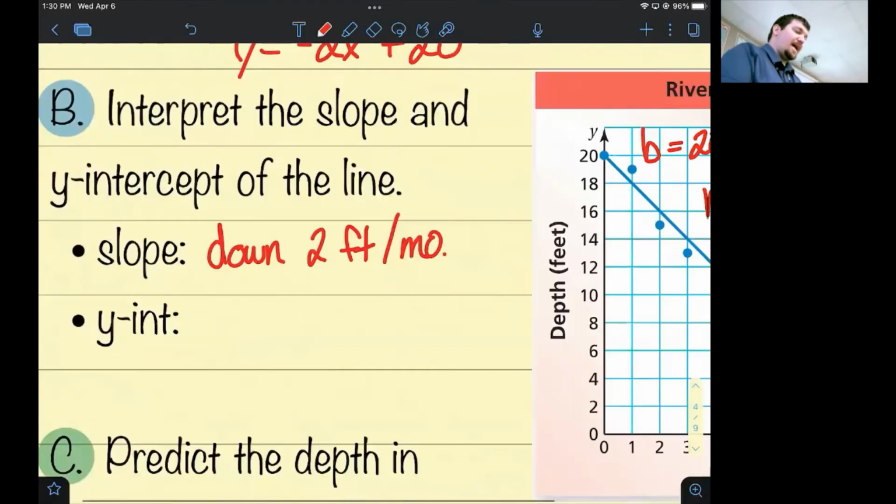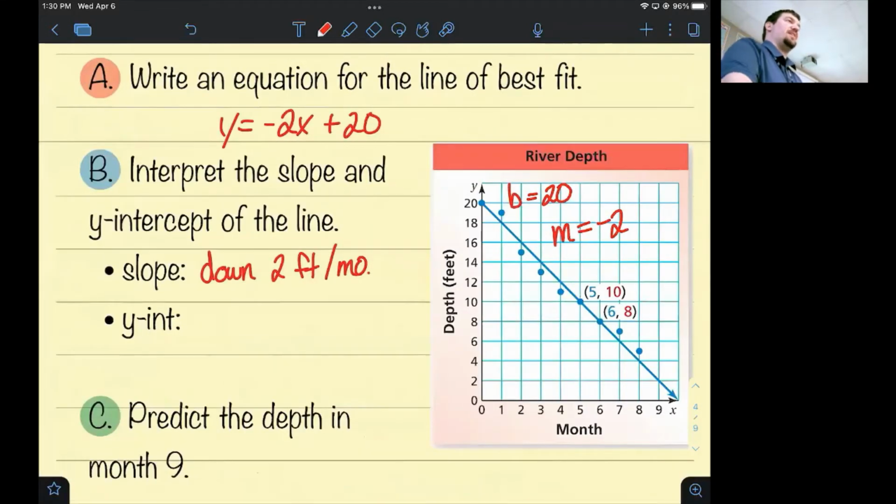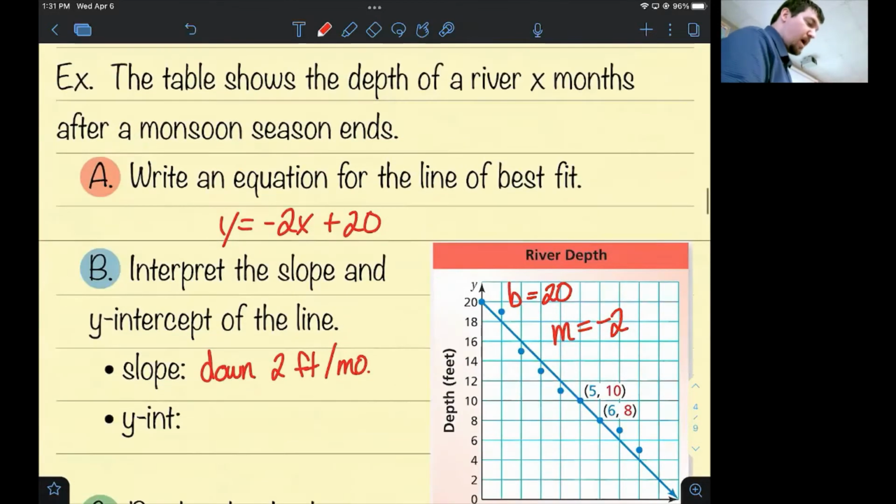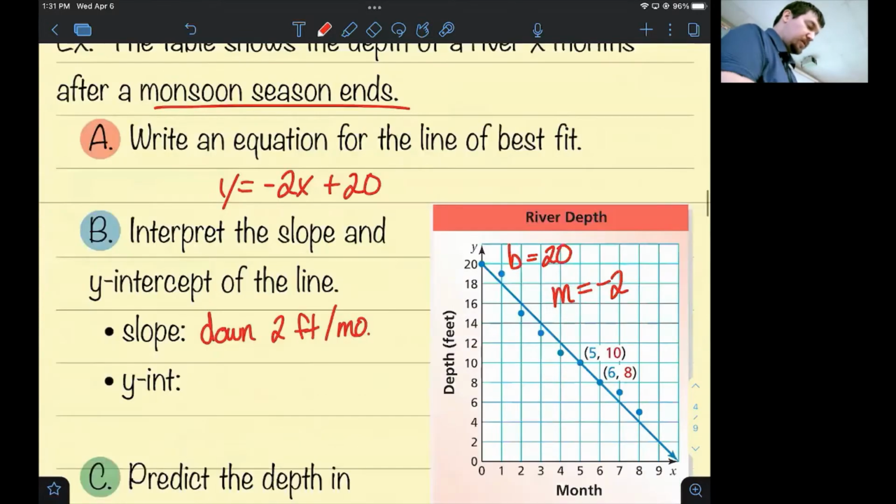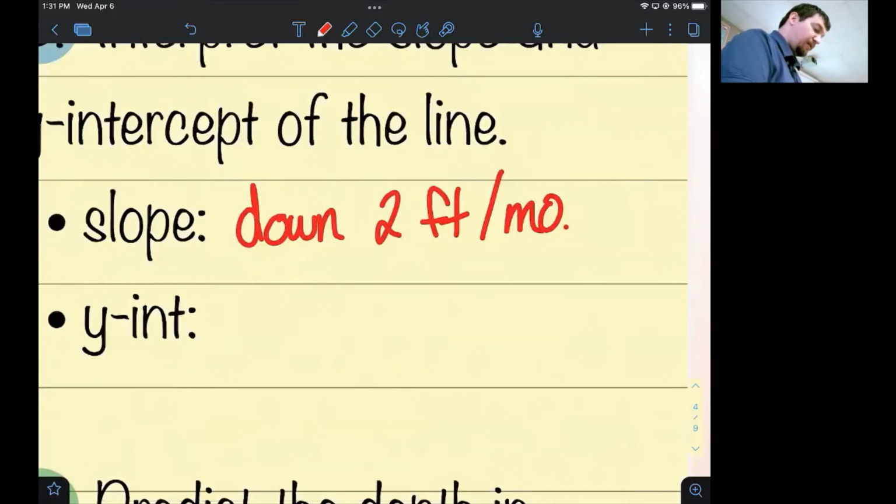And then what's the y-intercept mean? Chloe said it was 20. What does that mean? Brady? Not at the start of the year. When we started measuring. And when did we start measuring? At 0, when the monsoon season had just ended. So after it just ends, that would be after the last rain probably, right? So it had an initial value of 20 feet.